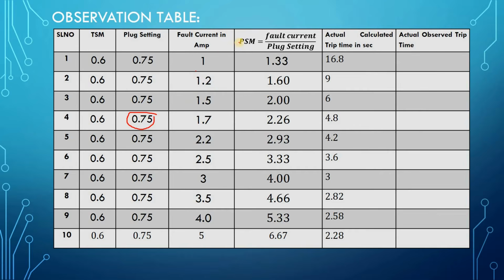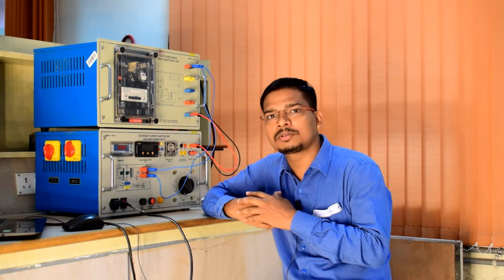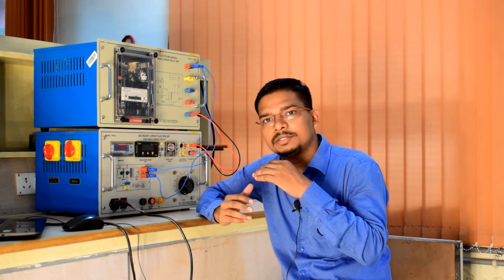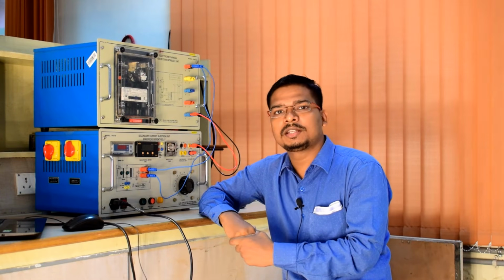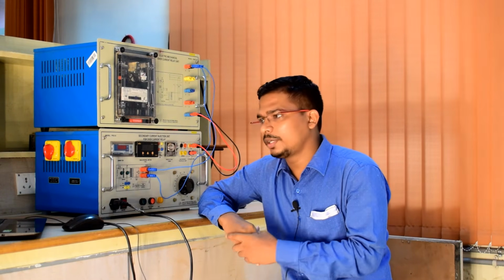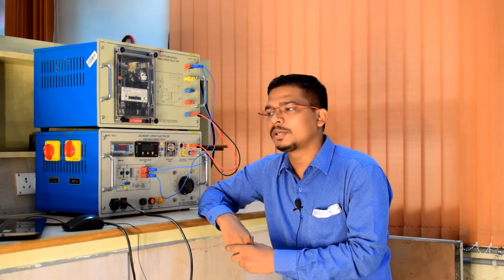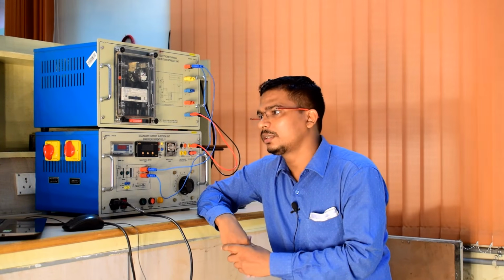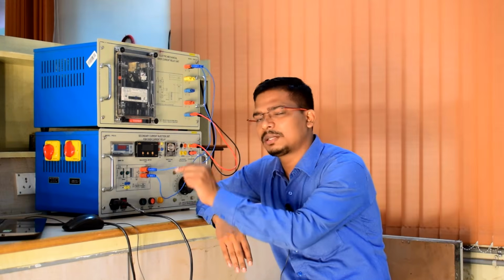As I said, you can also calculate the PSM. PSM will be the fault current divided by the clock setting. So this will be 1.33, which we have already divided and written here. And I have also shown you how to calculate the trip time before operating the relay, for a particular value of fault current and for a fixed TSM and clock setting.